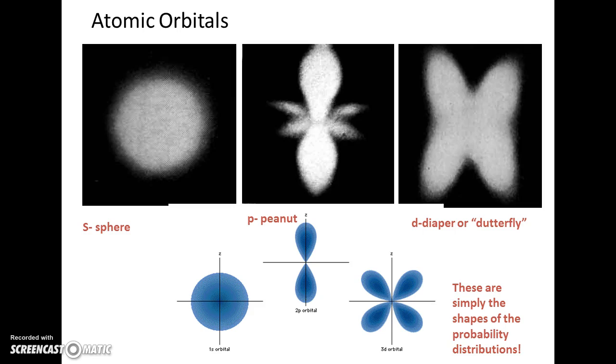And I think the d orbital looks kind of like a diaper, but it also looks like a butterfly, but in chemistry we're just going to call them butterflies because butterfly doesn't start with D. And these are basically just the shapes of the probability distribution. So we'll talk a little bit about what that means.